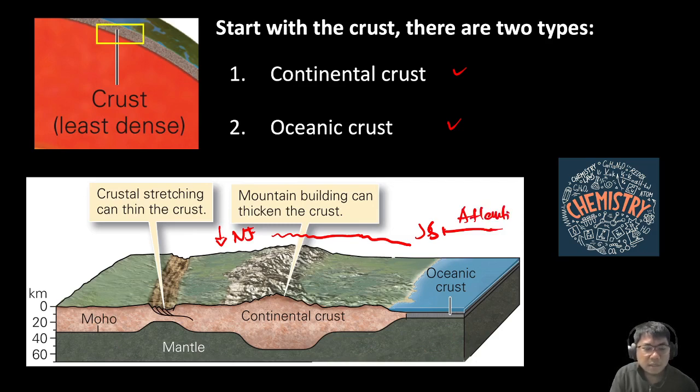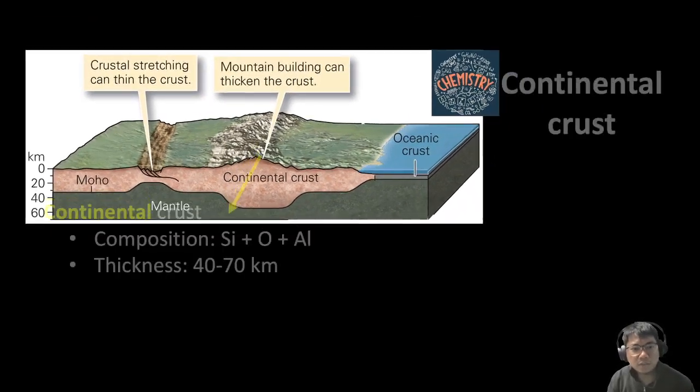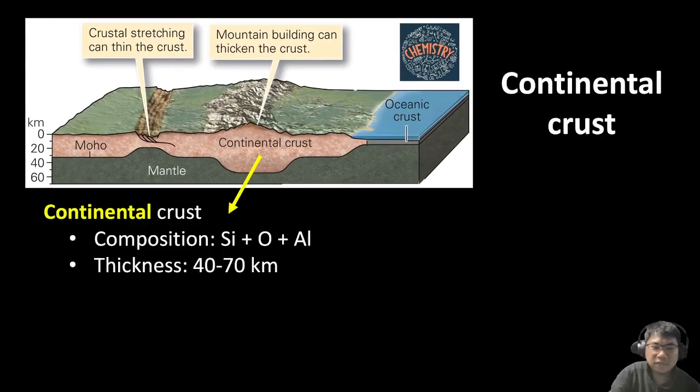So here is a nice illustration, and it actually shows you the differences between continental crust and oceanic crust right here. The continental crust is much thicker than the oceanic crust. That's something that we can directly observe based on this diagram. But there are some other differences as well, as I'm going to tell you in the next few slides.